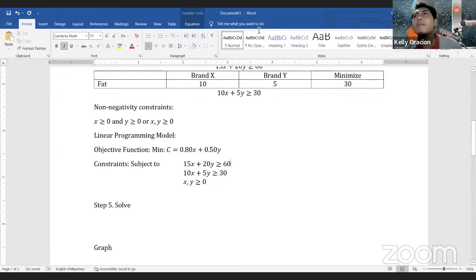Sir, is the process the same as the maximization problem? Yes, the solving is similar. But again, take note, this is minimizing, this is minimization.